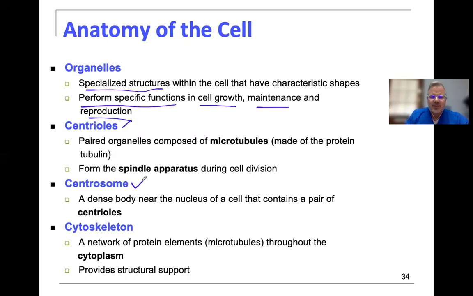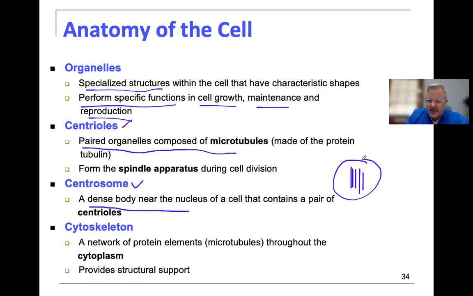Centrioles and centrosome. Centrosome is this dense body that's near the nucleus, and let's say this is a centrosome, and then we have these spindles that look like this, the spindle apparatus. Okay, those are the centrioles. So the centrioles are paired organelles composed of really specialized proteins. They're made of tubulin. Because they're small, they call them microtubules.